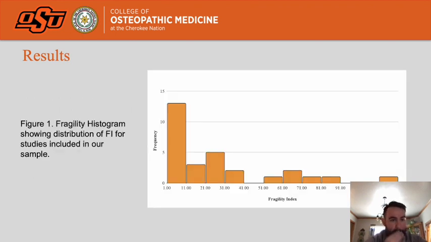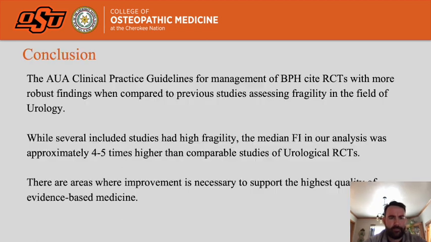Here's a histogram showing the distribution of fragility indices for the studies included in our sample. There's a pretty wide range, all the way up as high as 123.